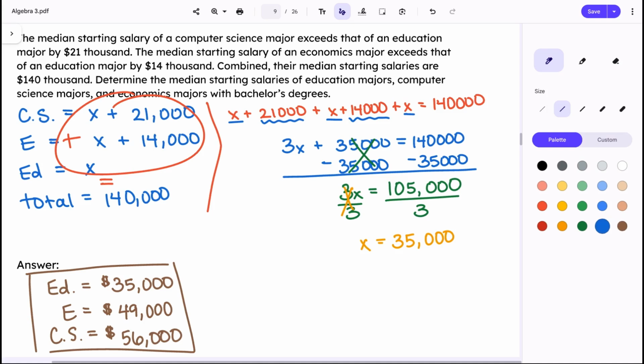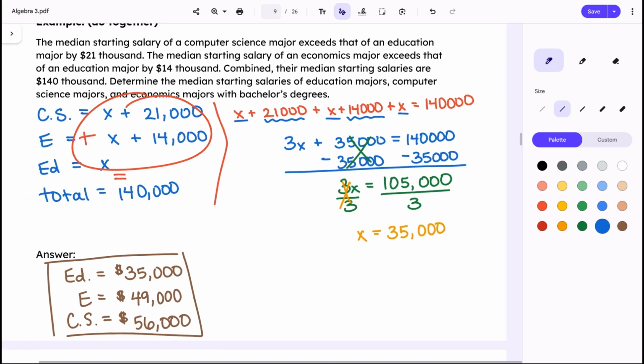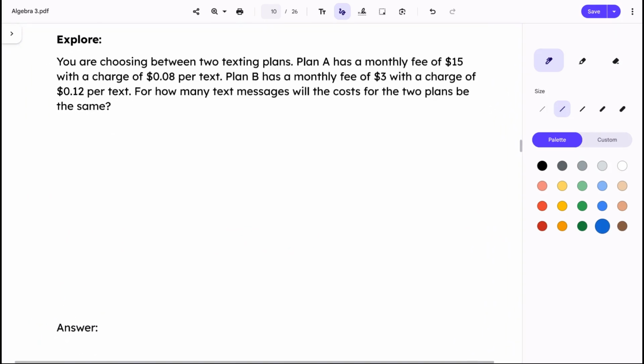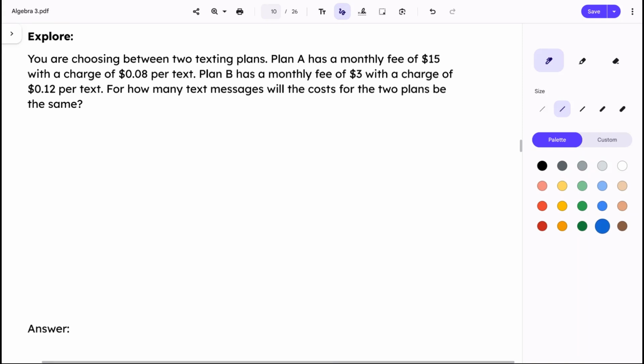All right, let's turn our page over. Okay, next one. You are choosing between 2 texting plans. Plan A has a monthly fee of $15 with a charge of 0.08 cents per text. And Plan B has a monthly fee of $3 with a charge of 12 cents per text. For how many text messages will the costs for the 2 plans be the same?